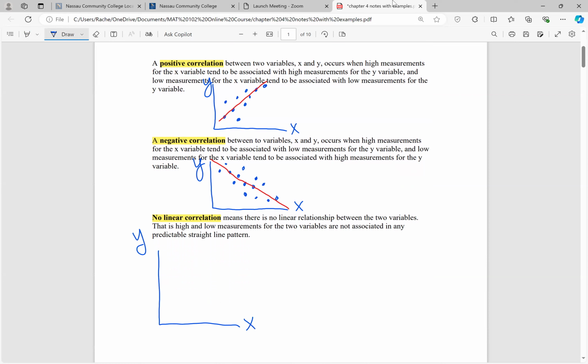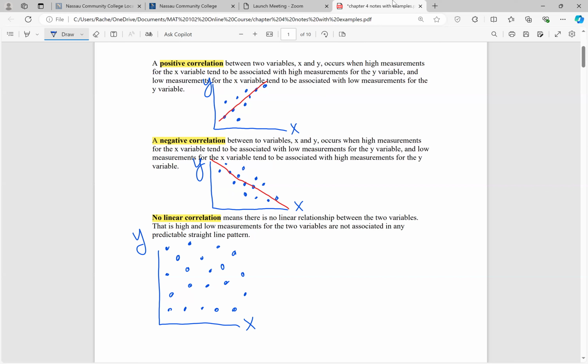So if we had something like this. So you see this scatter plot here. These points are kind of scattered all over the place, right? We don't see any distinct line pattern. I can't imagine fitting a positive or a negative line through here, right? There seems to be no linear correlation.